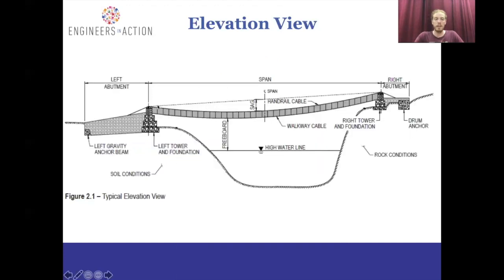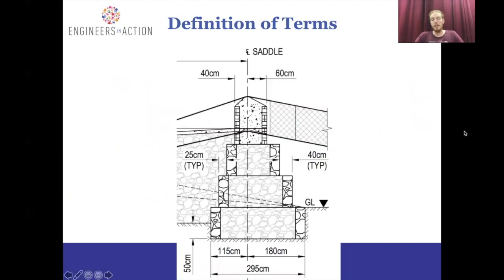So I'm zooming in to the foundation and tiers. If you can see over here, we're zooming in right here on this section of the bridge to the left tower and foundation. And so as you can see, we're now giving more information in this drawing. We have dimensions, we have the ground line. Now I want to go over some brief overview of some terms so we're all on the same page when we're trying to describe something.